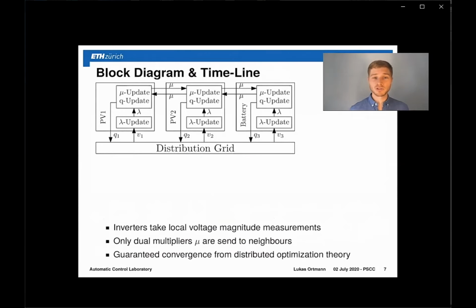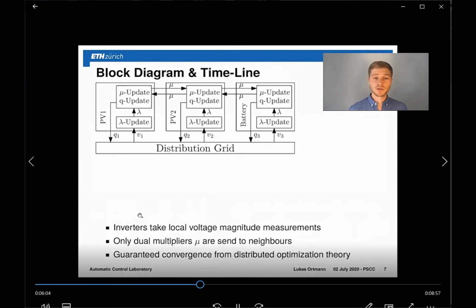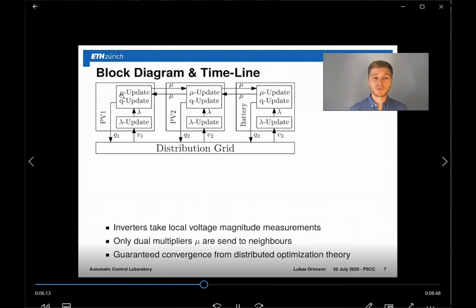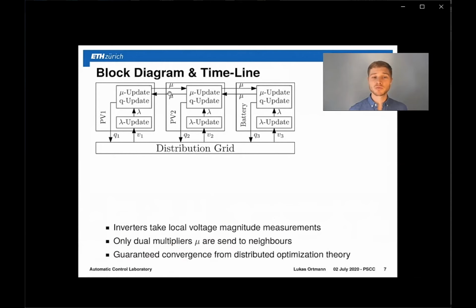Let's have a look at a block diagram of this. So down here, we have the distribution grid, and every inverter takes a local voltage measurement. Then does the mu update, and then it does Q and mu updates back and forth, and the mu updates are always going to be communicated to the neighbors. In the end, then the PV1 and the PV2 and the battery, all the inverters are going to apply their new reactive power set point to the distribution grid, and then the whole thing starts over again.